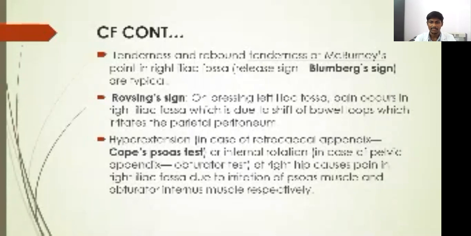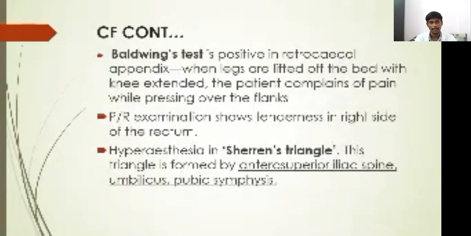Hyperextension in case of retrocecal appendix is called the Cope-Soyers test. Hyperextension or internal rotation in case of pelvic appendix. Hyperextension in retrocecal appendix and internal rotation in pelvic appendix at the right hip causes pain in the right iliac fossa due to the irritation of the psoas muscle and obturator internus muscle respectively.